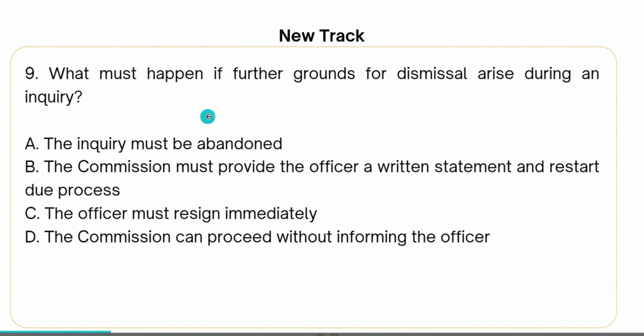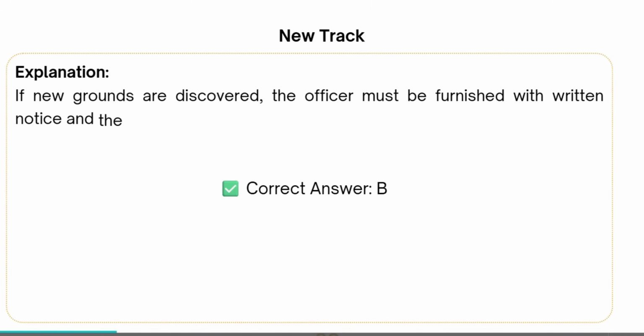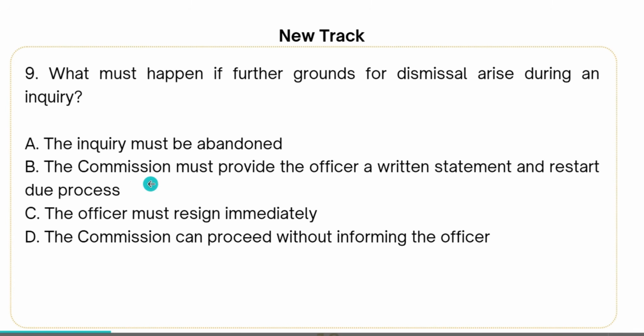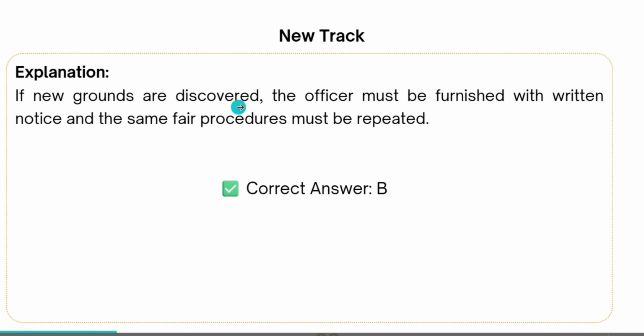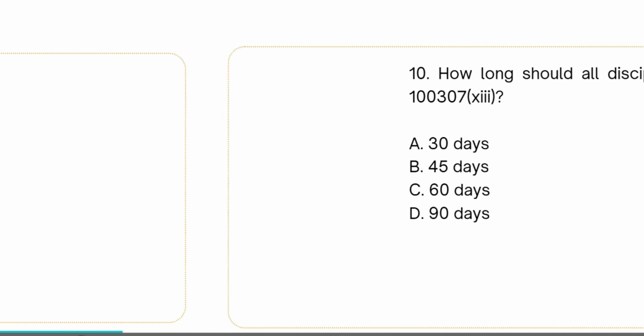Remember, the question says what must happen if further grounds for dismissal arise during an inquiry. The right option is option B, and option B says the commission must provide the officer a written statement and restart due process. The explanation says that if new grounds are discovered, the officer must be furnished with written notice and the same fair procedures must be repeated.